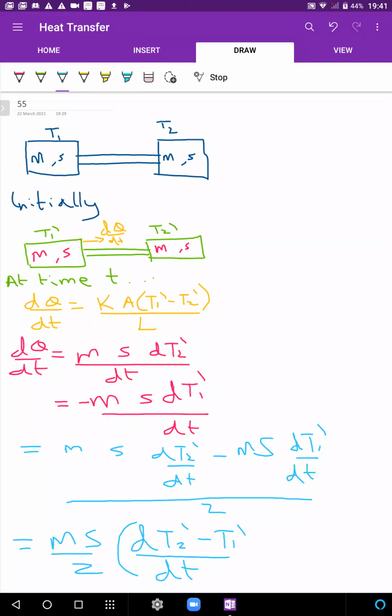Right, so I'll just explain again. I had to change the question. The question was a little incorrect. What the question is, ms is the same for both.